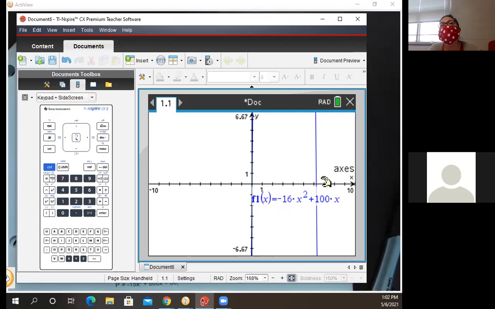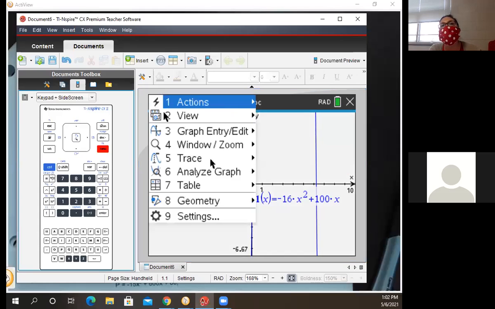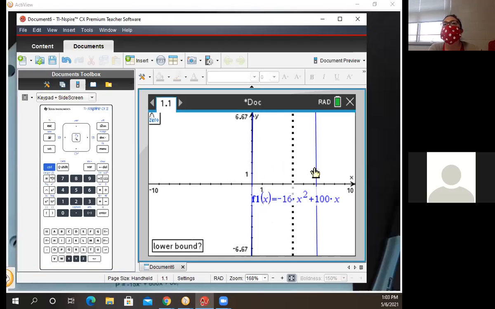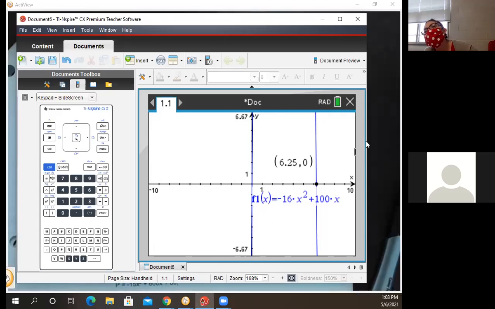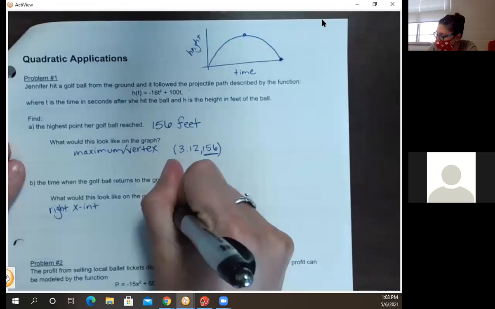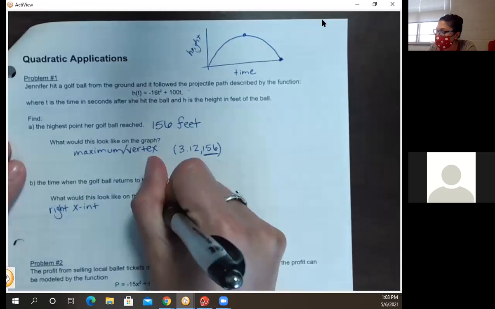So I know I want this x-intercept. That's when the golf ball hits the ground. I'm going to go to menu, analyze graph, and then I want zero. That's calculator speak for x-intercept. And then again, I don't have to try to land right on it. I want to click on either side so I get it in that shaded region. And then I can see my x-intercept. So it looks like 6.25. 6.25 comma 0 is my x-intercept.